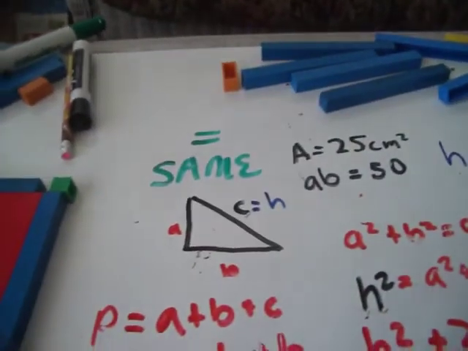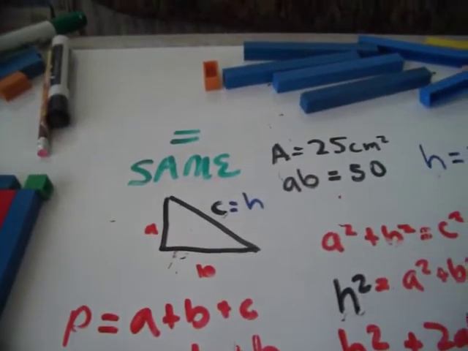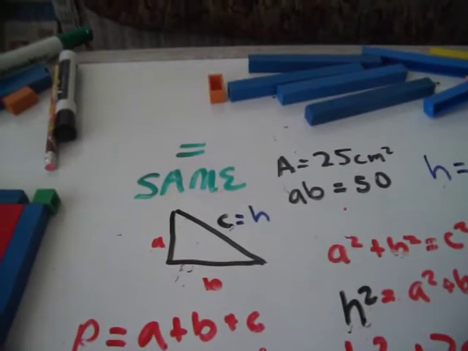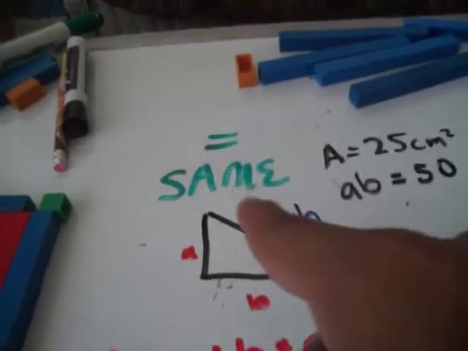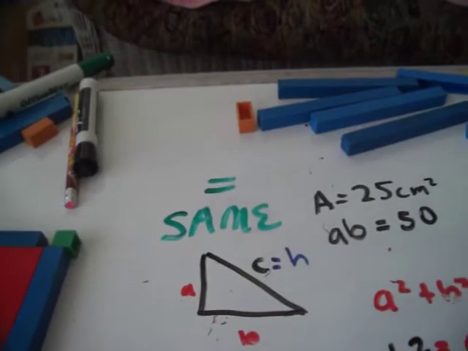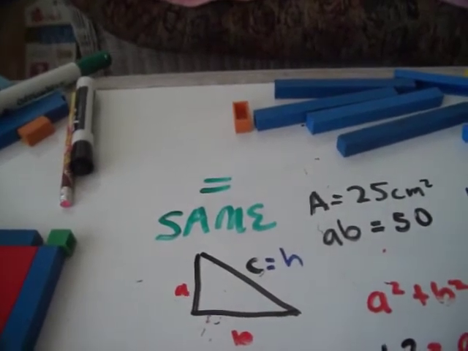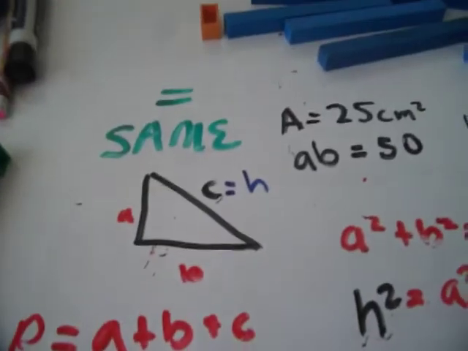Alright, so the question was, how do I express the hypotenuse in terms of the perimeter? Right? What we're saying is same. The hypotenuse is the same thing as the perimeter. How do I make that? How do I write that algebraically?